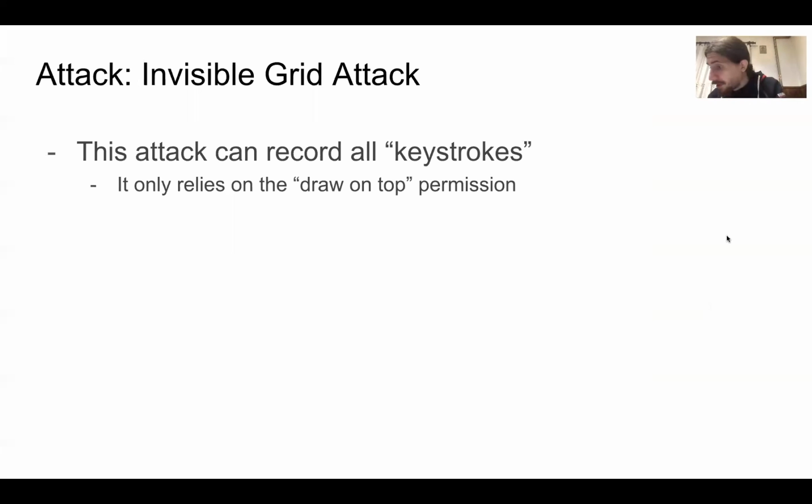All right, so moving on, there is another attack that has been one of my favorites, and I call this the invisible grid attack. This attack can record all the keystrokes, so I can know exactly what you're typing, and it only relies on this draw-on-top permission. So now we understood that if you have this accessibility service, then you really win. But again, this attack is only using this draw-on-top permission, and let's see what it is.